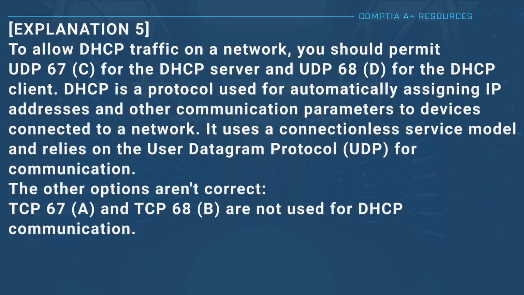To allow DHCP traffic on a network, you should permit UDP 67, C for the DHCP server and UDP 68, D for the DHCP client. DHCP is a protocol used for automatically assigning IP addresses and other communication parameters to devices connected to a network. It uses a connectionless service model and relies on the User Datagram Protocol UDP for communication.